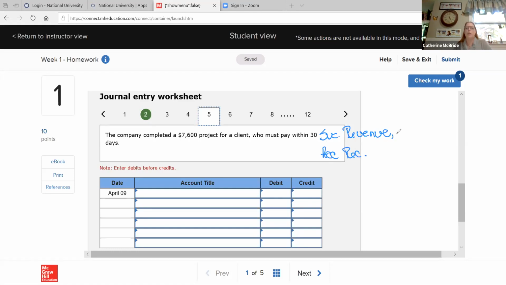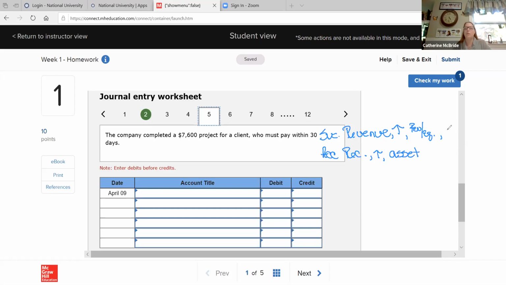Did service revenue increase or decrease? It increased. Did accounts receivable increase or decrease? It also increased. What type of account is service revenue? We'll say it's revenue and equity. What type of account is accounts receivable? It's an asset.